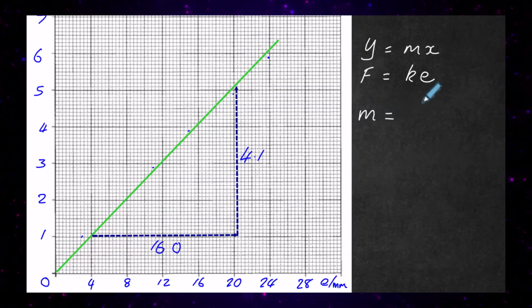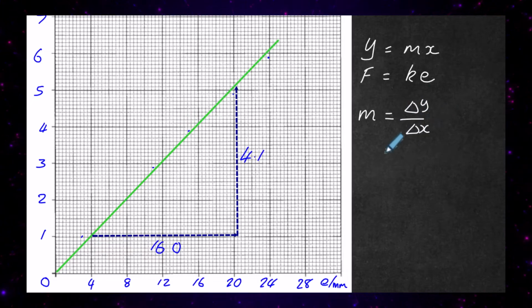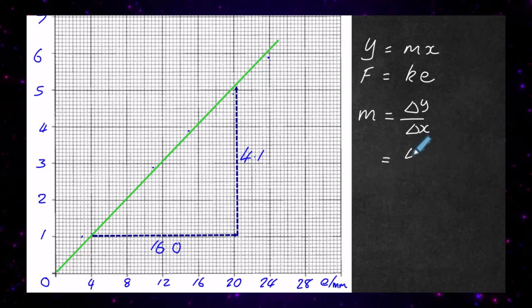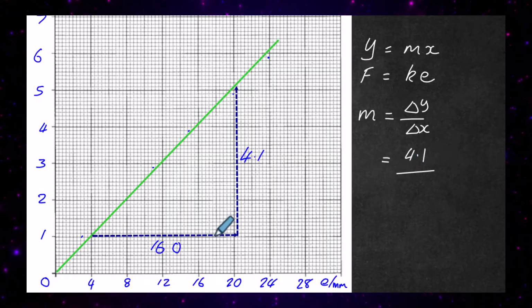So what is the gradient then? The gradient is the change in the y-axis divided by the change in the x-axis. So what's the change in the y-axis? Well, it's going to be 4.1, so we put down 4.1 and divide that by the change in the x-axis here, which is going to be 16.